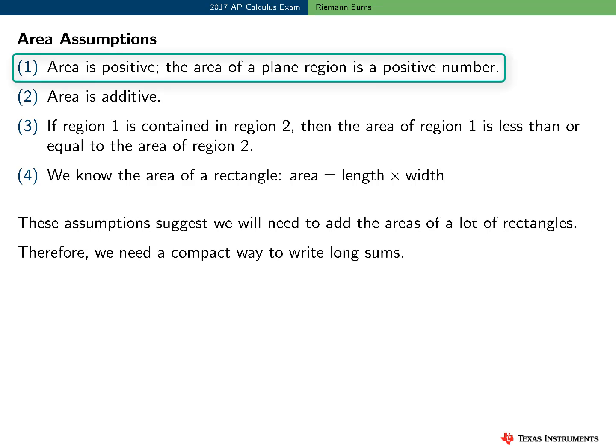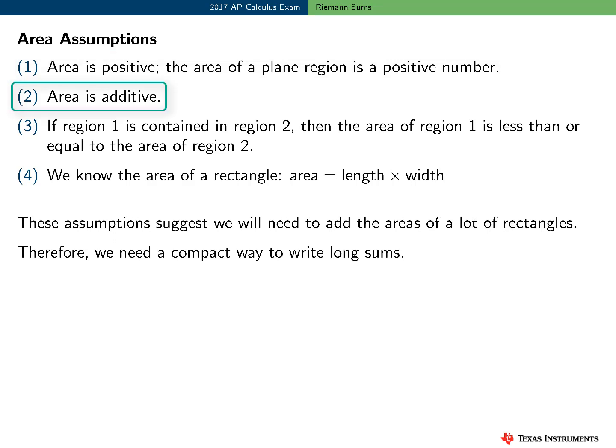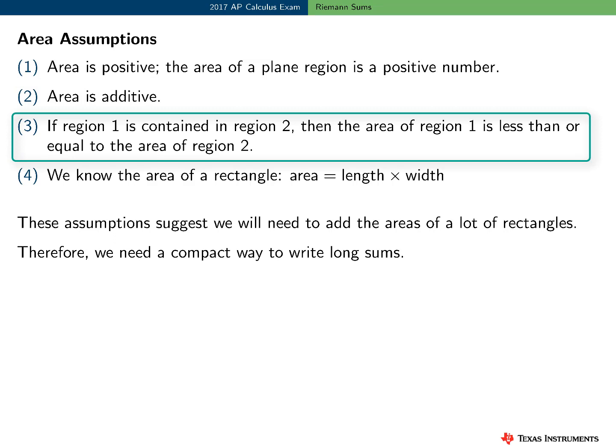First, area is positive, and that means that the area of any plane region is a positive number. It doesn't really make sense to say that the area of a region is negative. Area is also additive, and that means that if we divide a region into non-overlapping pieces, then the area of the region is the sum of the areas of the individual pieces. If region 1 is contained in region 2, then the area of region 1 is less than or equal to the area of region 2.